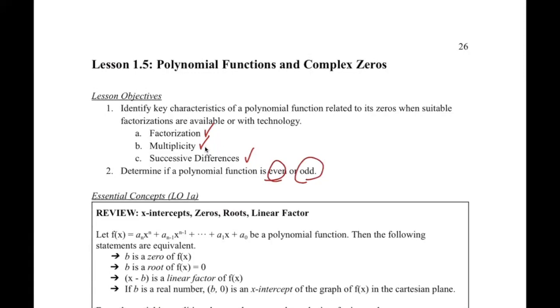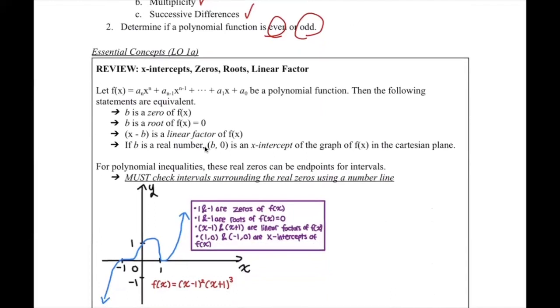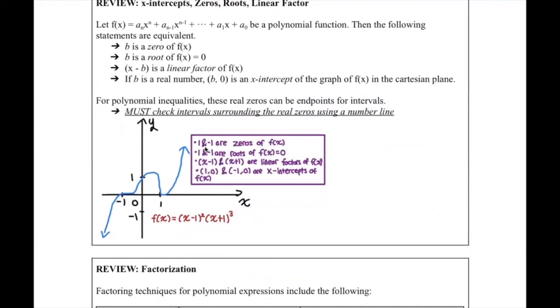So let's look at our first learning objective of factorization, where we're going to review our concept from Algebra 2 of x-intercepts, zeros, roots, and linear factors. If there is a polynomial function, like the graph here, you can see it has two x-intercepts: one at (-1, 0) and one at (1, 0). So we can say that these are x-intercepts of f(x).